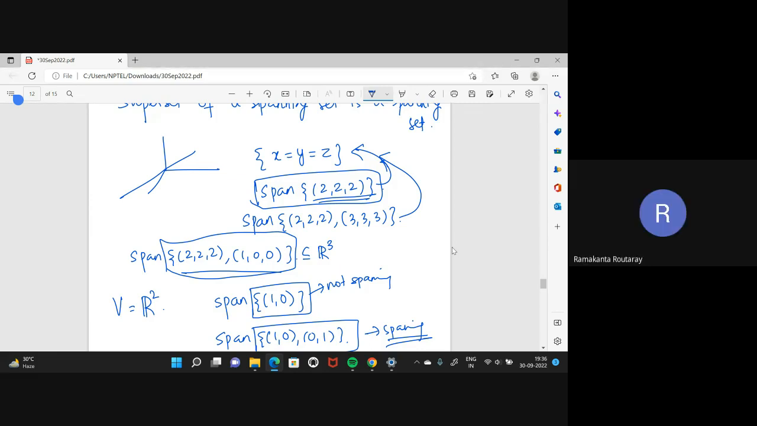Ma'am, like in the first vector also it contains x, y, and z, right? And on that basis we cannot say it is in R3 because it contains x, y, z, and second also we have x-axis and y0 and z0. So on this basis we cannot say it is spanning in R3.